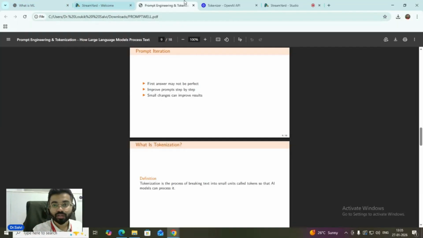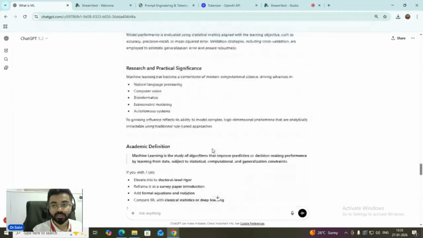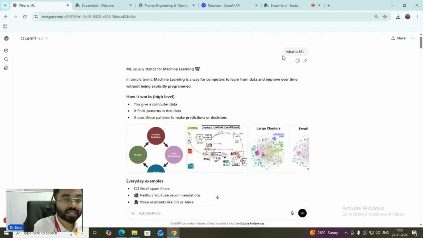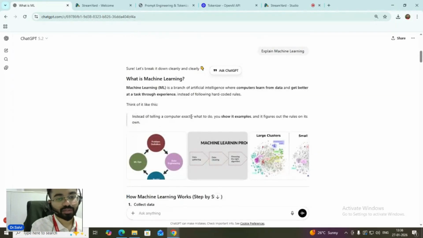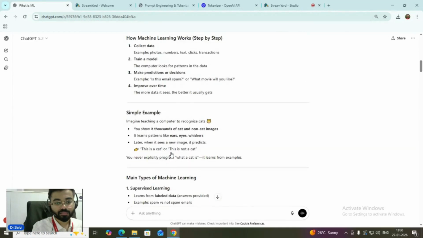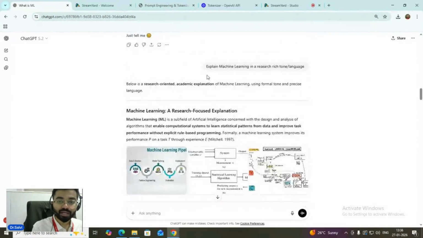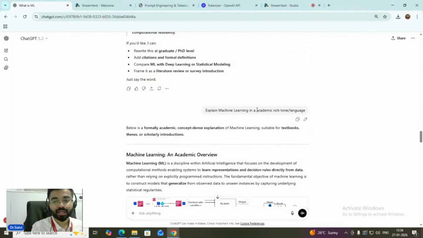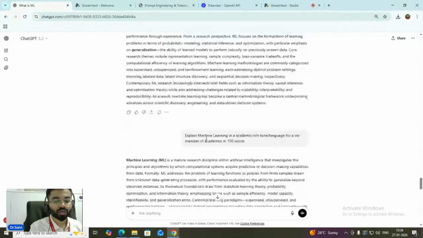If I take you back to ChatGPT, the first conversation we had was about what is ML. It felt as if I don't even know the full form of ML, so it told me the full form to start with, and then it talked about how machine learning is defined, and then I got various examples of it. Then we talked about the explainability of machine learning, then the improvement in the form of a research-rich tone, then improvements in the academic tone, and then the format was brought into consideration.